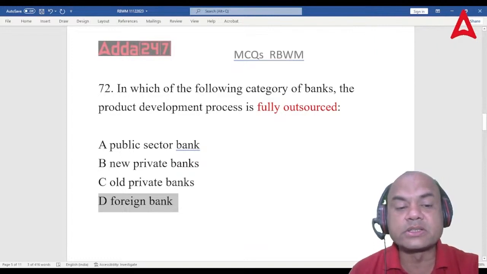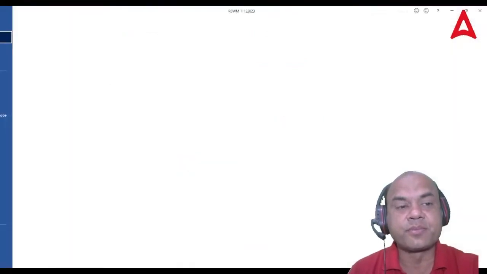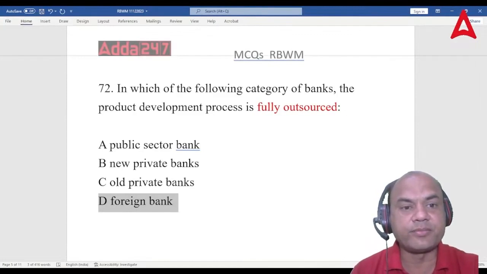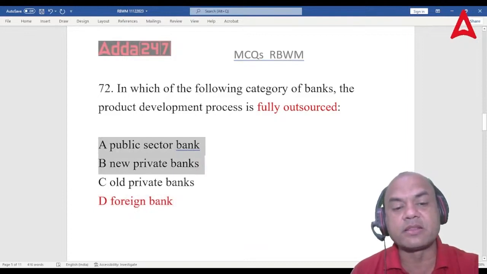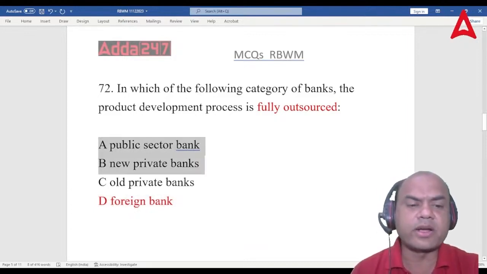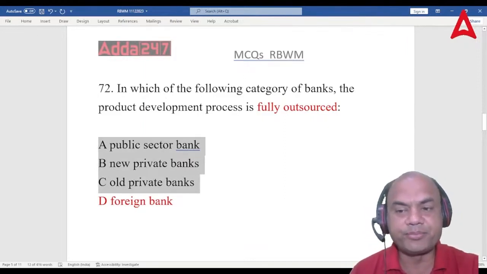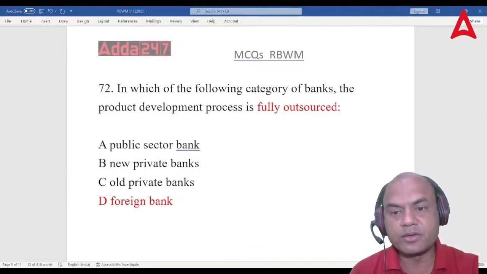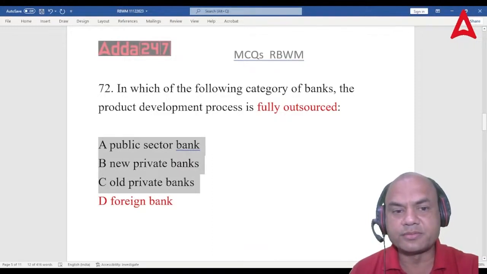So full outsourcing is done in foreign banks. Here full outsourcing is done always. Remember this. The new private sector banks and public sector banks do partial outsourcing. In fact, all of them now are doing partial outsourcing. Got it? Okay with this? Chalo, let's move on to the next one.